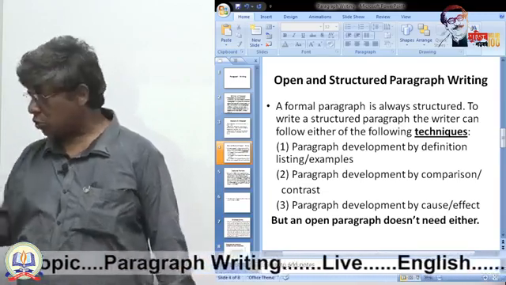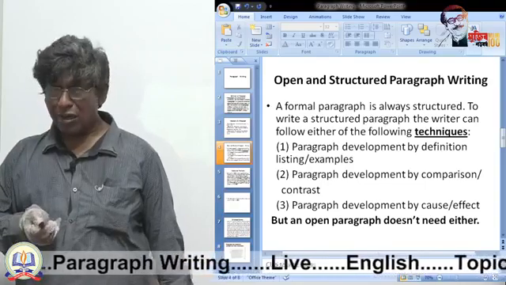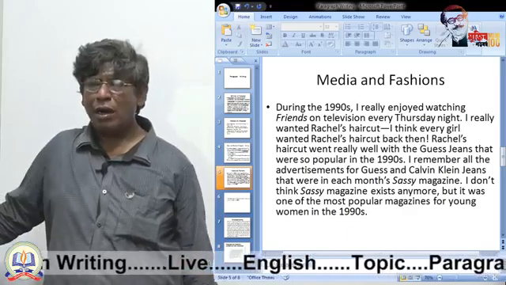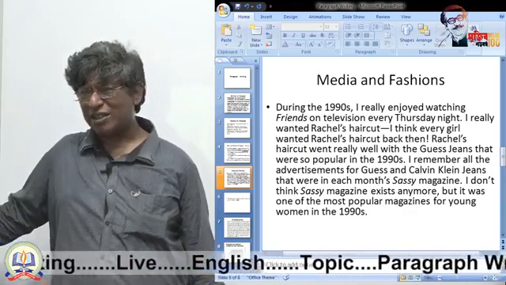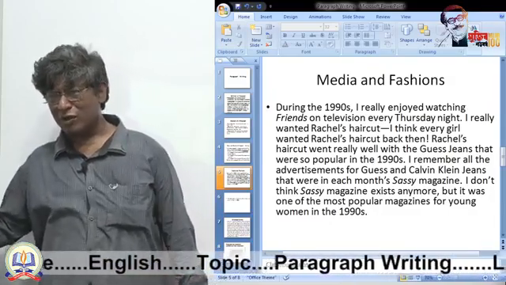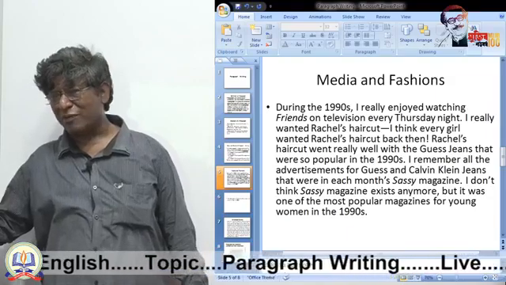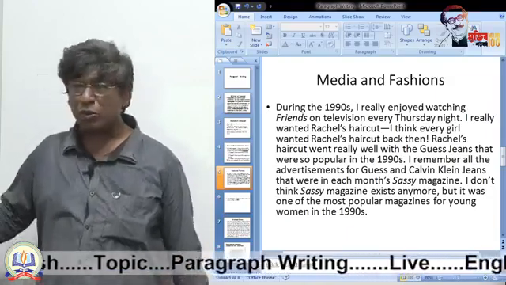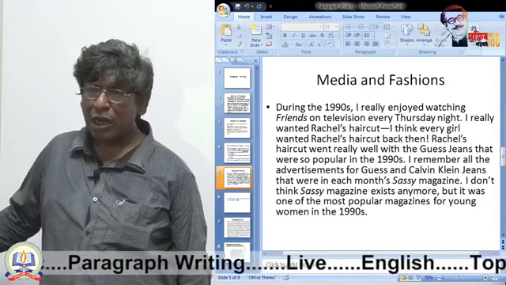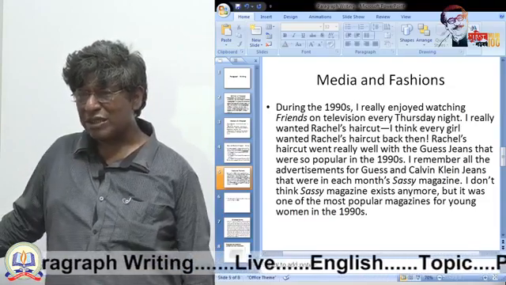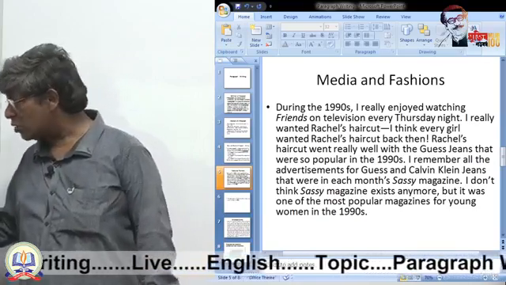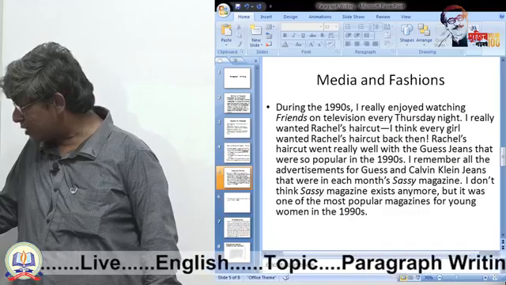Now, I am going to show you how paragraphs are developed. You see, there is a paragraph on screen. In the paragraph, we have a title, Media and Fashions. We have the body of the paragraph and also the terminator. The most important thing while writing a paragraph is to determine the topic sentence. And what is a topic sentence? A topic sentence means the introductory sentence, as I told in a previous slide.